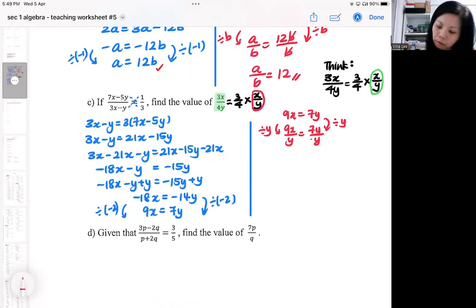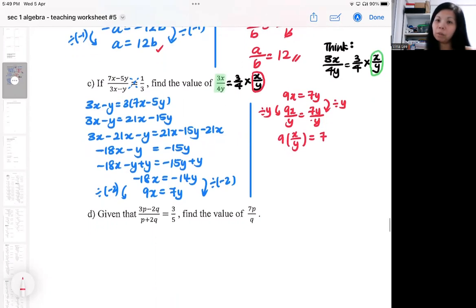So in this case, I divide by y, and this is what I get. My job is to get x over y. So I need to divide by 9 on both sides. I need to get rid of the 9 there. So you divide by 9 on both sides, and you're getting very, very close to 3x over 4y.